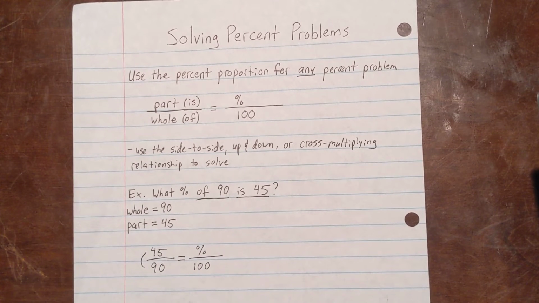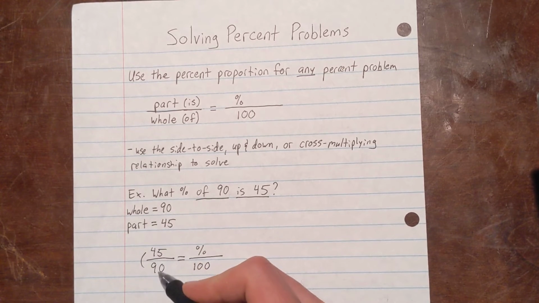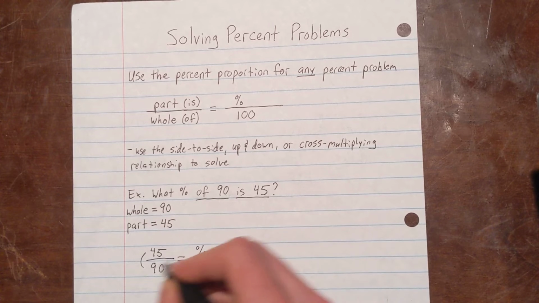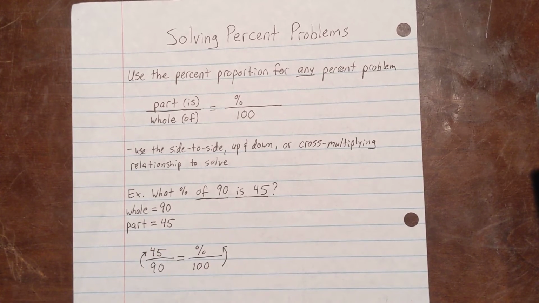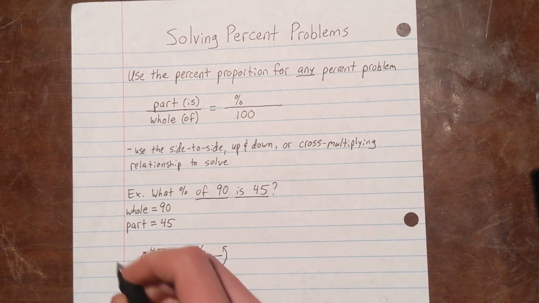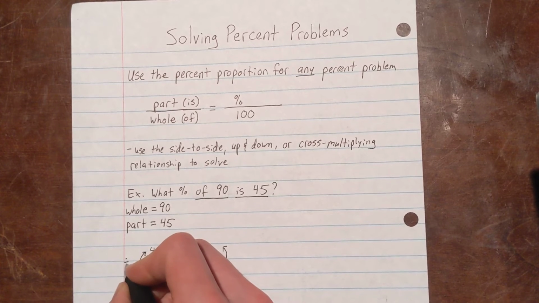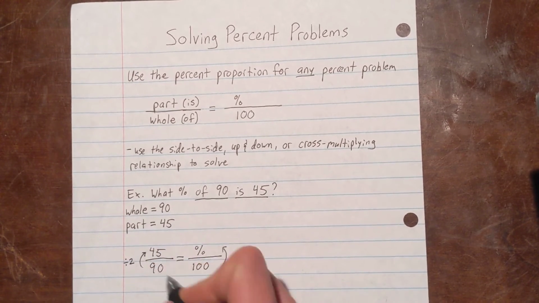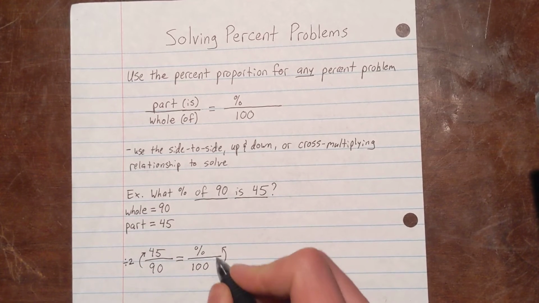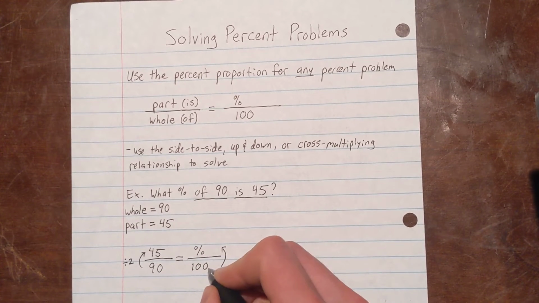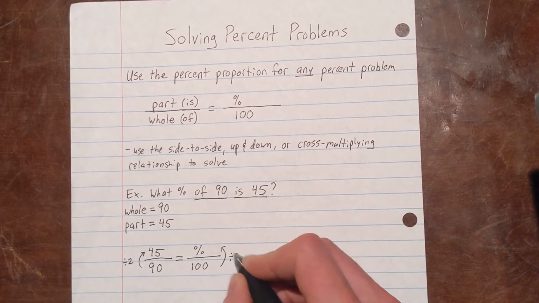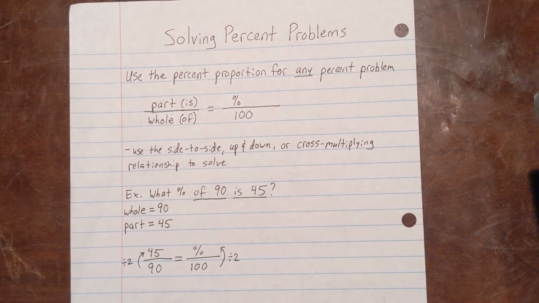You might recognize that 45 is actually half of 90. So if I want to go from the bottom to the top, how do I go from 90 to 45? Well, to go from 90 to 45, I have to divide by 2. And whatever happens on one side of a proportion must also happen on the other side. So I must take 100 and divide by 2 in order to find this missing number.